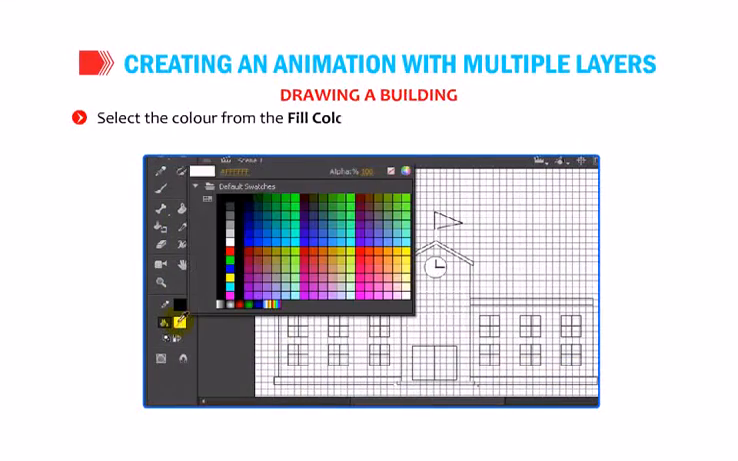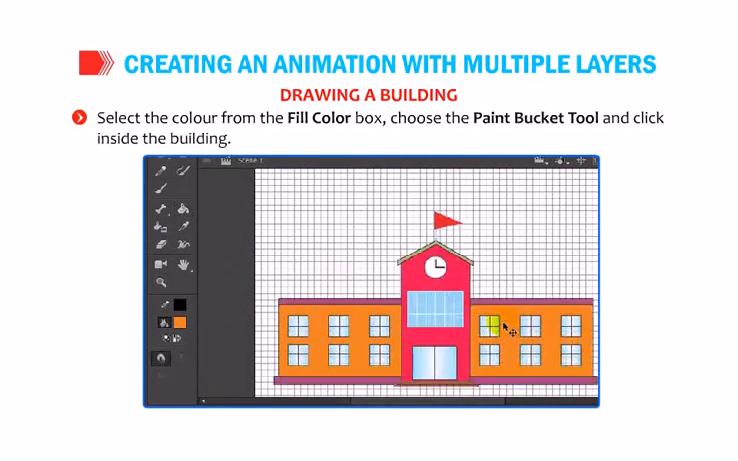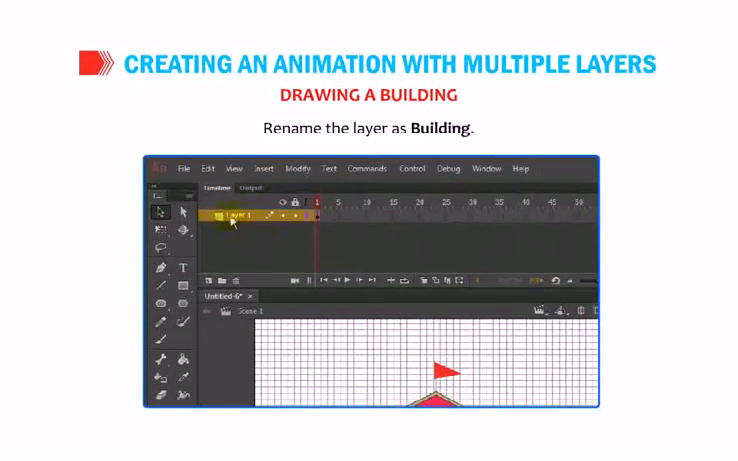Select the color from the Fill Color box. Choose the Paint Bucket tool and click inside the building. Rename the layer as Building.